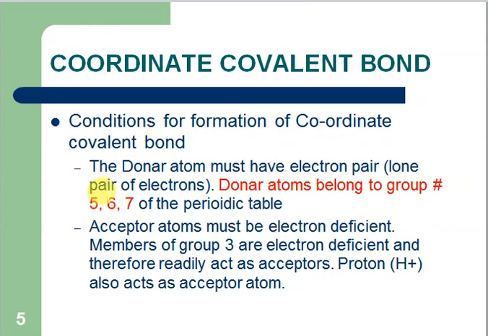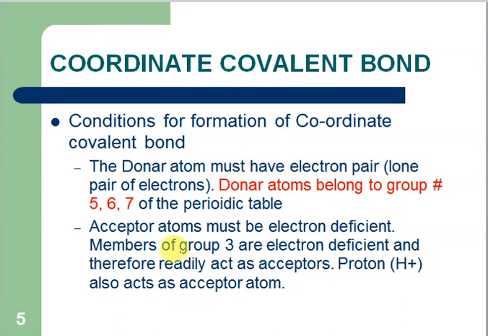Similarly, group number 6 is the oxygen family. It has 2 lone pairs, so both of these lone pairs can be donated. Here we have group number 7. It has 3 lone pairs of electrons. Group number 7, the halogens, can also act as donors of electron pairs. So the members of group number 5, group number 6, and group number 7 can act as donors in a coordinate covalent bond.